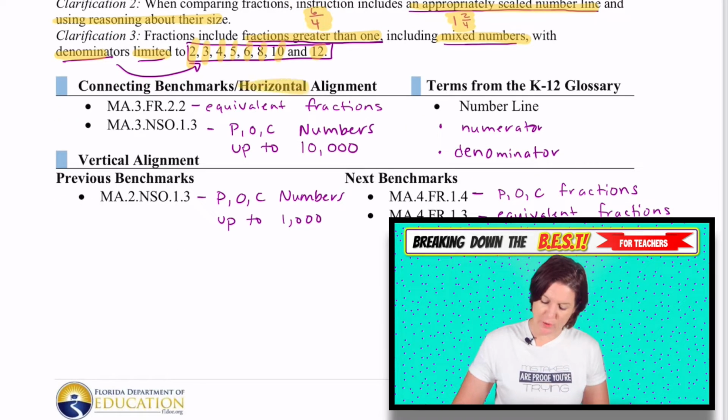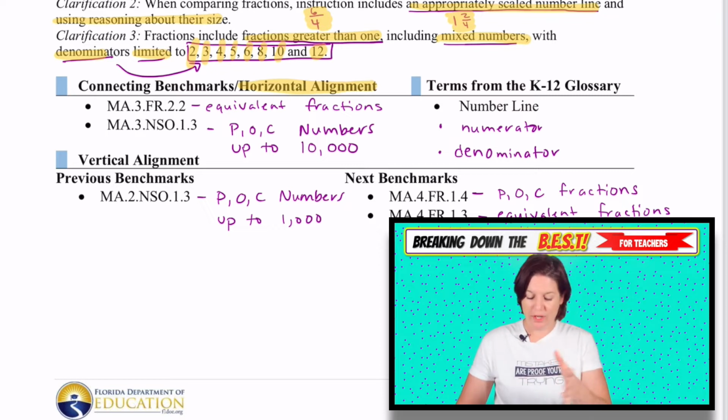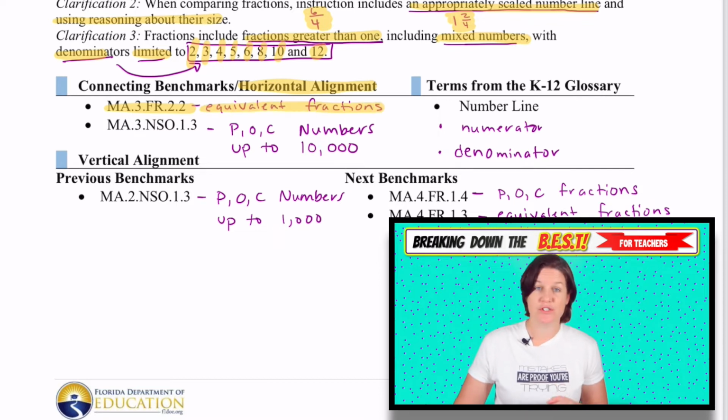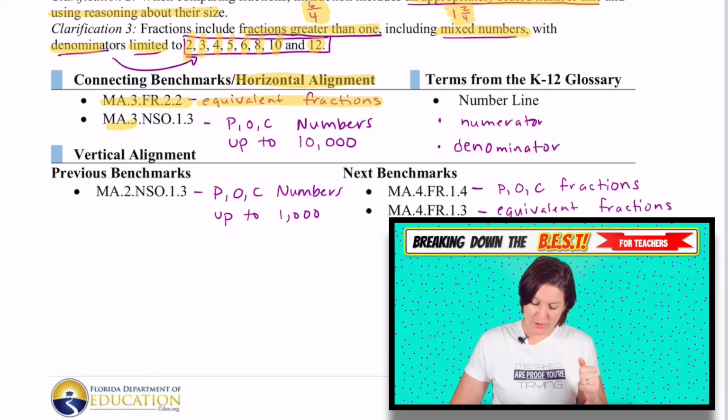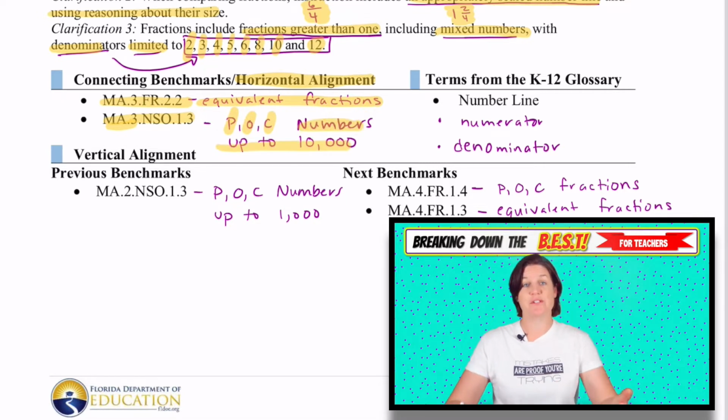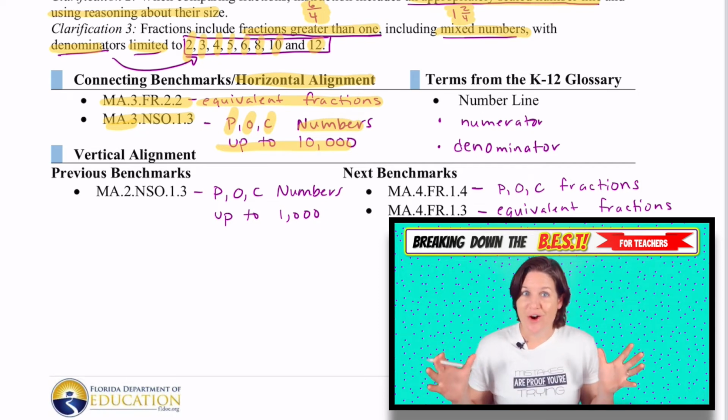All right, so where is that horizontal alignment, or what other standards are going to be connected with this? And really it's all of the fraction standards, but they're highlighting here 3.FR.2.2, which is the equivalent fraction standard, the next one we're going to go over. And also 3.NSO.1.3 is where we plotted, ordered, and compared numbers up to 1,000. So now, sorry, to 10,000. So now we're just connecting this to fractions because fractions are numbers.